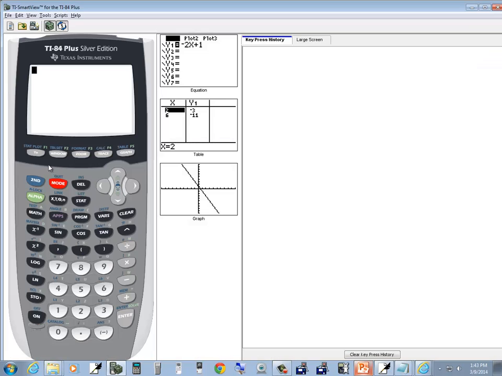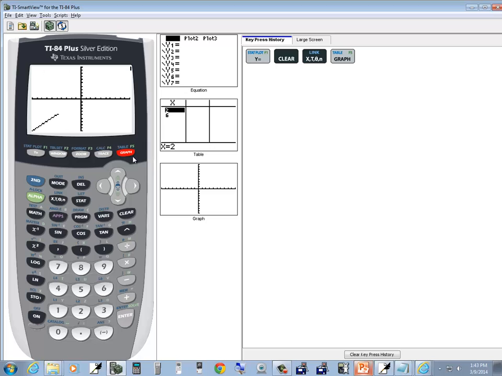Okay, so y is equal to x. I press my Y equals, press my Clear. My x key is this X,T,theta,n, so I'll push it. And then I'll press my Graph. And that gives us our answer.